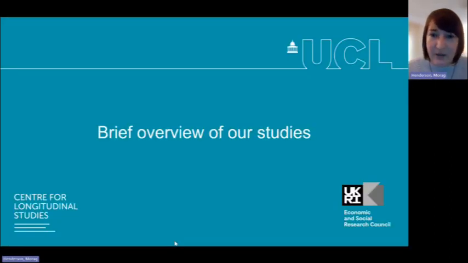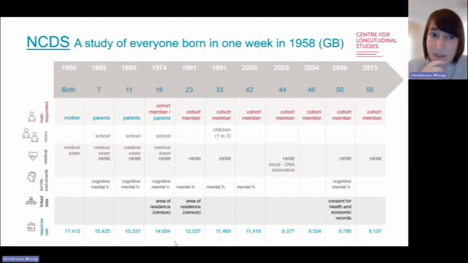So let me just give you a bit more detail of each of those 4 cohort studies. As I mentioned, the eldest is the 1958 NCDS. They were born on a particular day in that year, and there were babies born in Scotland, England and Wales. We started with about 17,000 and we followed them from birth, meaning that we captured their mothers' data at birth, and then both parents captured from 7 to 16, when at the same time we started to ask the cohort member themselves about their experiences.